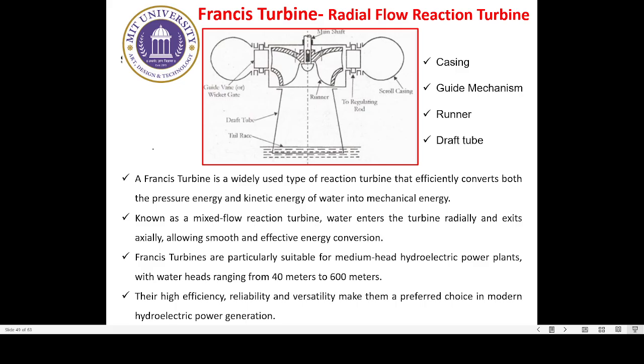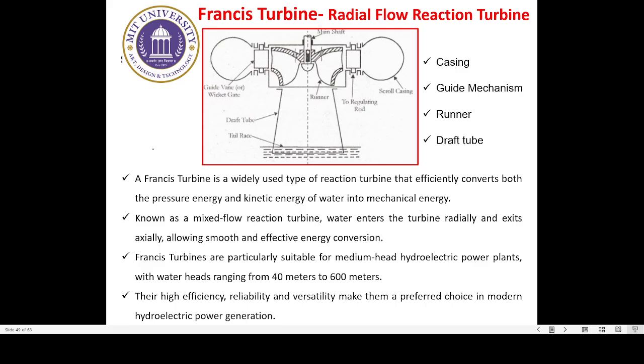The casing completely surrounds the runner in the turbine. The casing is made of spiral shape so that the water may enter the runner at constant velocity throughout the circumference of the runner. So that is the essential feature of the casing. Different materials such as concrete, cast steel and plate steel can be used for the construction of the casing for the Francis turbine.